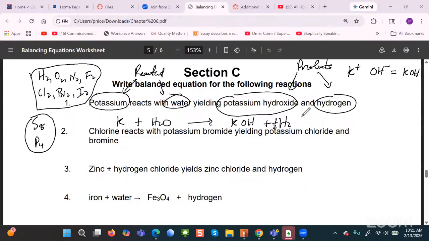But of course, we cannot leave this with a fraction as a coefficient. So what we have to do is multiply everything by 2. So the final equation is going to be 2K plus 2H2O to give 2KOH plus H2. And that would be the final answer with respect to balancing that equation. All right? Okay, any questions about this one?